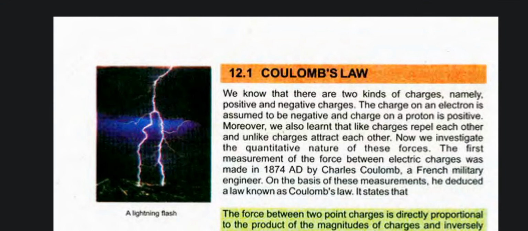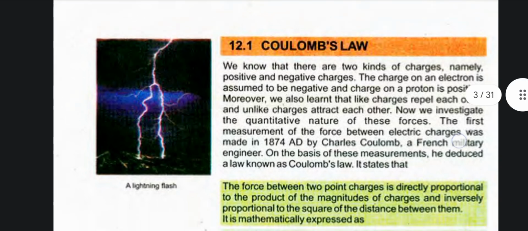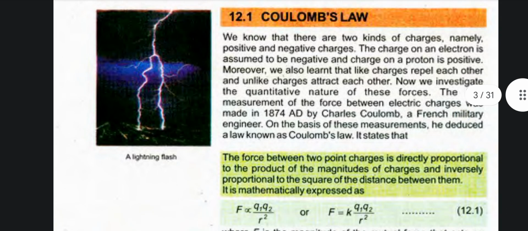Let's start with 12.1 Coulomb's law. We know that there are two kinds of charges, namely positive and negative charges. The charge on an electron is assumed to be negative and the charge on a proton is positive. Moreover, we also learned that like charges repel each other and unlike charges attract each other. Now we investigate the quantitative nature of these forces.